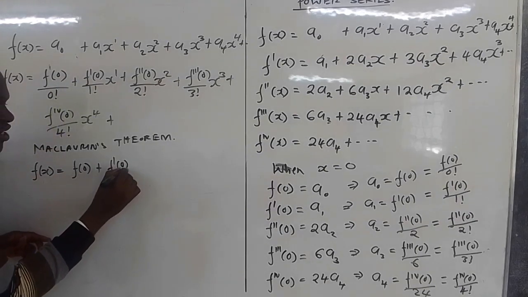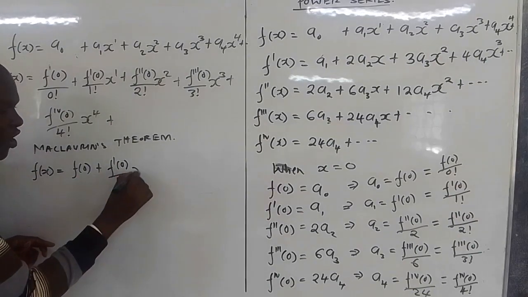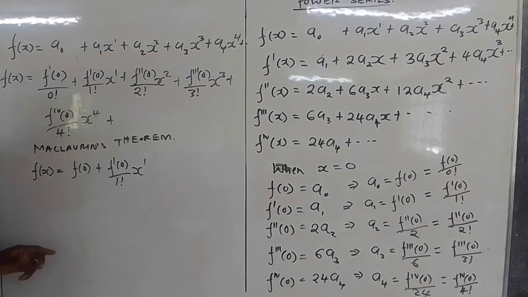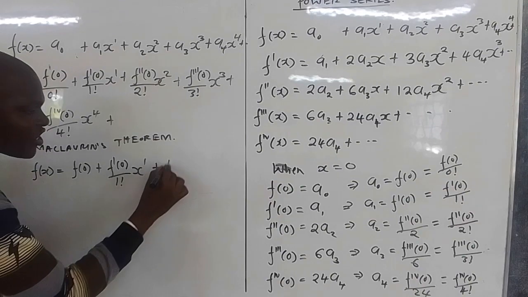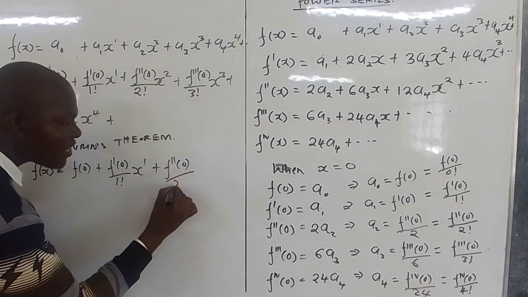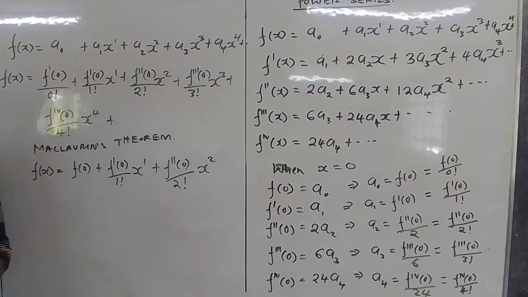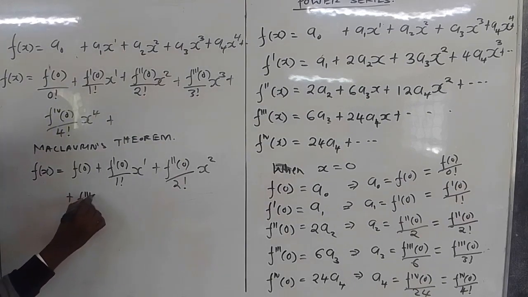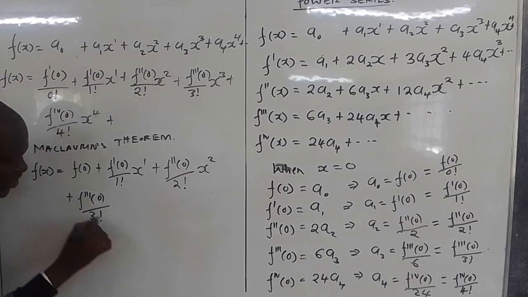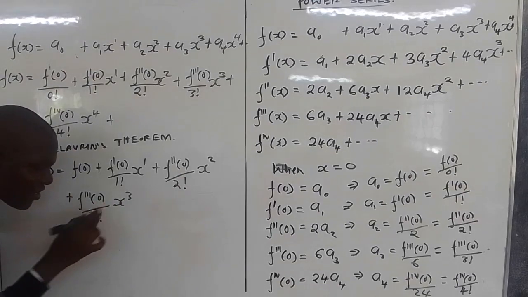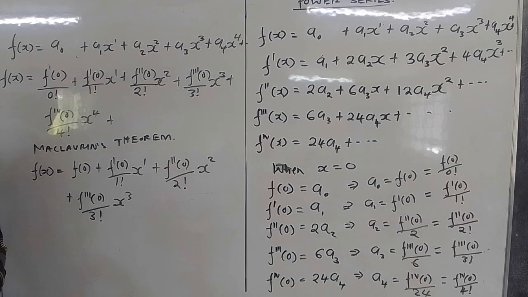If you differentiate it once, it means it is over 1 factorial, then x is raised to power 1, isn't it? If you differentiate it for the second time, it is over 2 factorial, then x is raised to power 2. Are you seeing the trend? If you differentiate it for the third time, f triple prime of 0, it is over 3 factorial, then x is raised to power 3. Are you seeing how to deal with the Maclaurin's series?